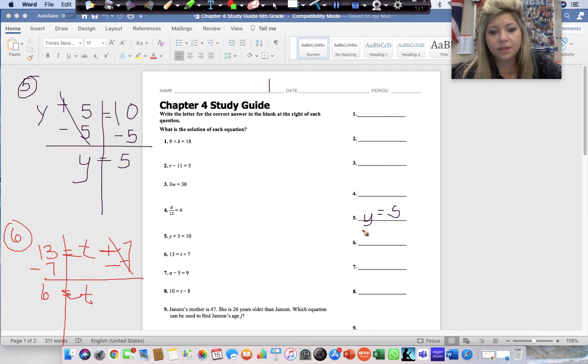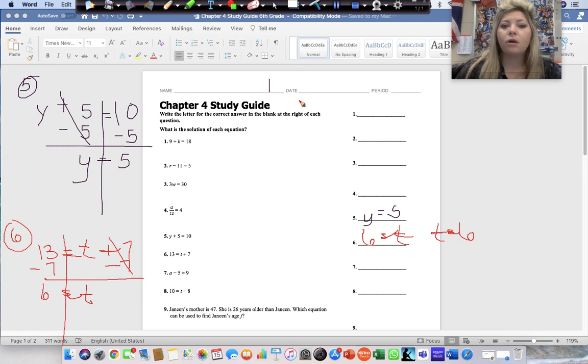You could put 6 equals t or t equals 6. Either way, those are the same answer. On your test, again, it'll be multiple choice, so you're just going to pick the one that says t equals 6 or 6 equals t.